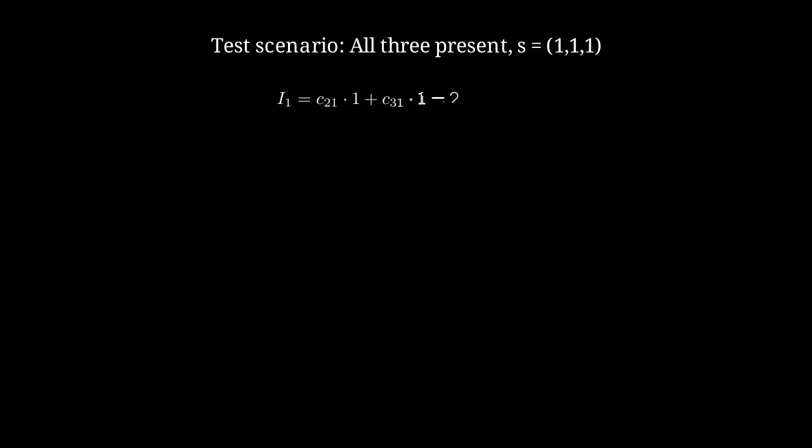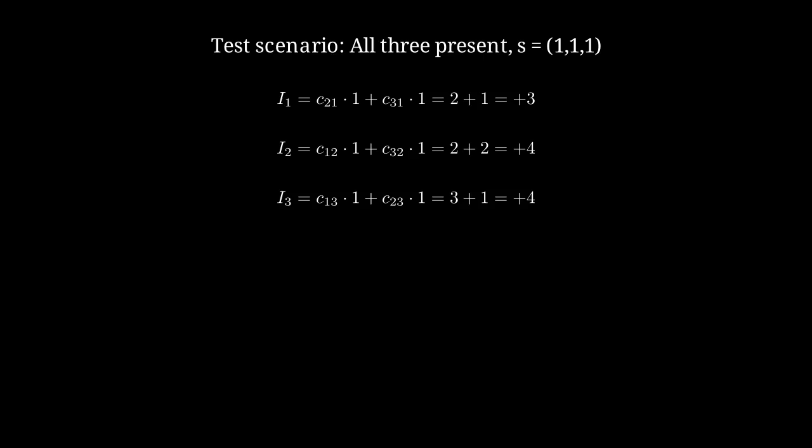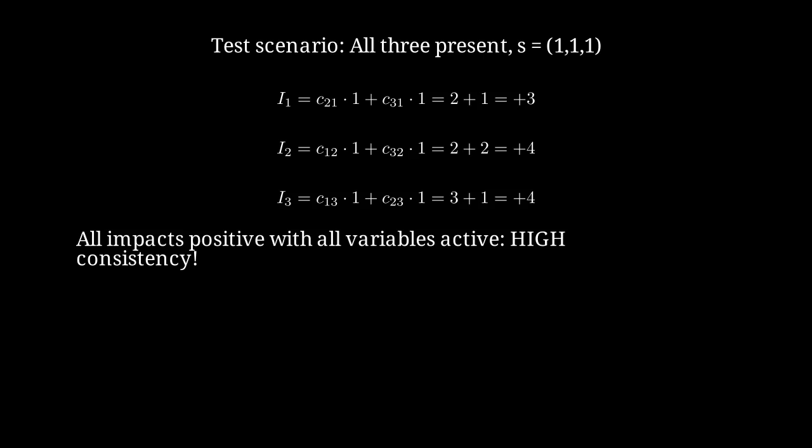The impact on renewable energy from the other 2 active variables is +3, strongly positive. Impact on carbon tax is +4, also strongly positive. Impact on electric vehicles is +4, strongly positive as well. Since all impacts are positive and all variables are active, this scenario has high internal consistency. The consistency score is 11, indicating a very coherent future scenario.